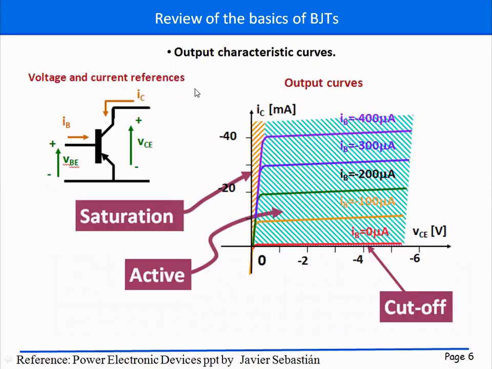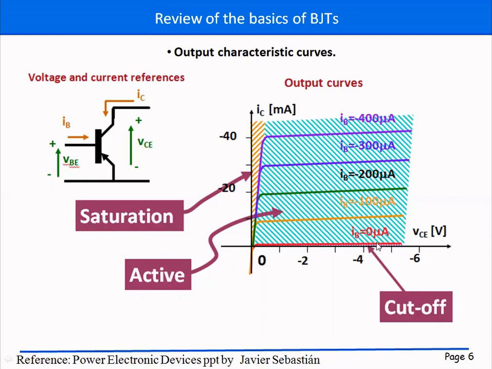Now this is the characteristic of the transistor. This is a transistor used in a common emitter configuration. If you apply the input voltage and collect the output current IC and output voltage VCE, we get the output characteristic of the transistor. This characteristic is divided into three regions: the cutoff region, the active region, and the saturation region.